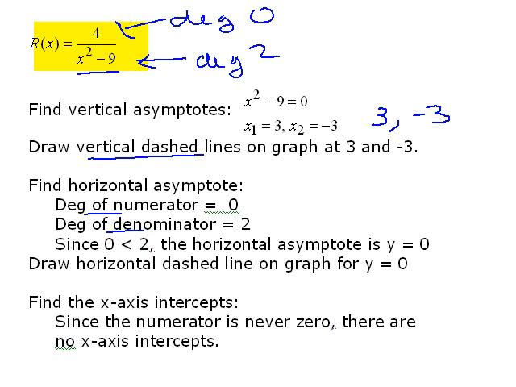Now the next thing to determine in the rational function are the x-axis intercepts. That is, where does this function cross the axis? To find that out, set the numerator equal to 0. Well, there's no solution for that, because you have 4 equal to 0, of course no solution, so it never crosses the x-axis.